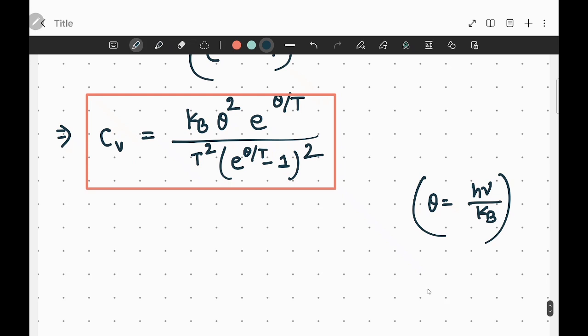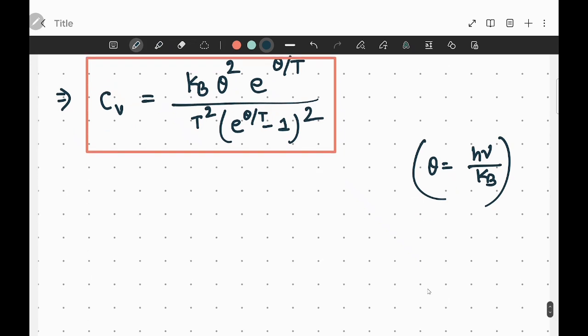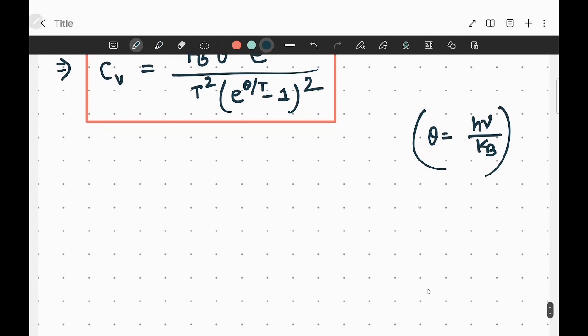So here you can see one thing we can do: this theta by t, you know, is called phi. Okay, because theta by t is important. We always consider theta is greater than theta v or something.